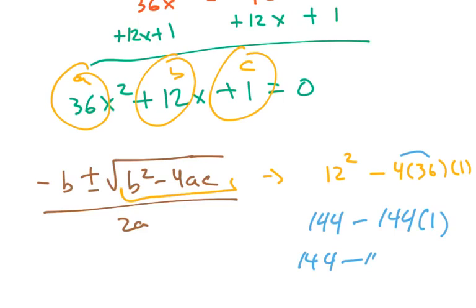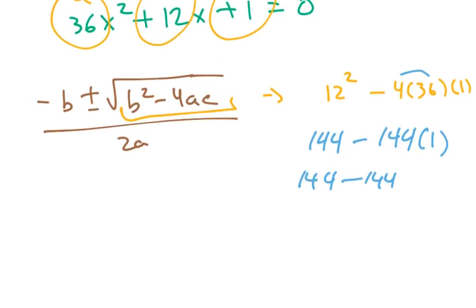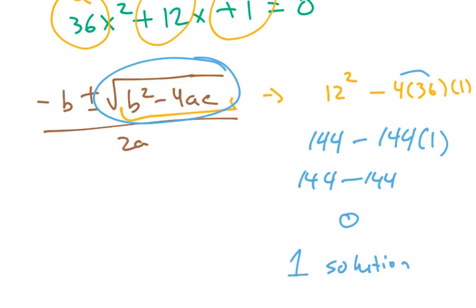Oh, look at that. It's the one situation we haven't seen yet. We get to equal 0. This means we only have one solution. Remember, the reason why that's true is the square root. If this is 0, you're just left with negative b over 2a. So the solution is negative b over 2a.